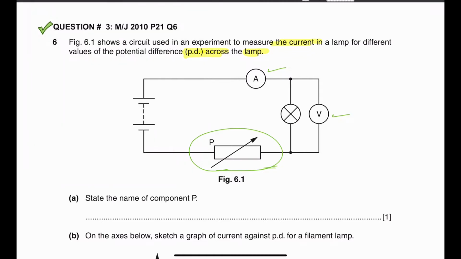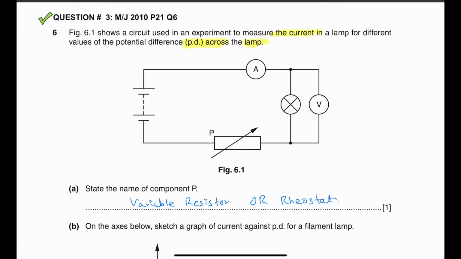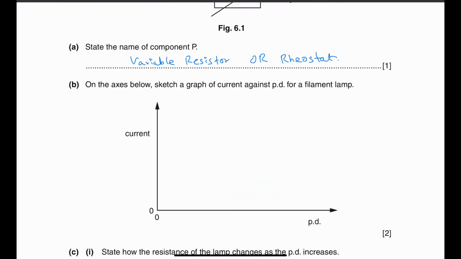Alright, so let's start attempting this question. The first thing that they're asking us is what is the name of this component P. So as just mentioned, either you will just call it a variable resistor, or you could also call it a rheostat. Okay. Part B saying on the axis below sketch a graph of current against PD. So current is on the y-axis and potential difference, the voltage, is on the x-axis.